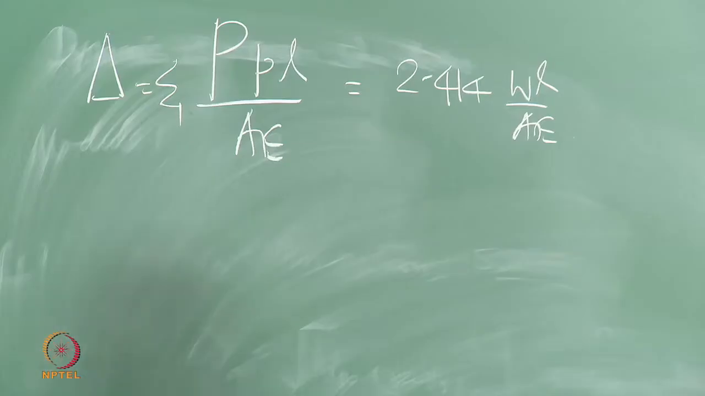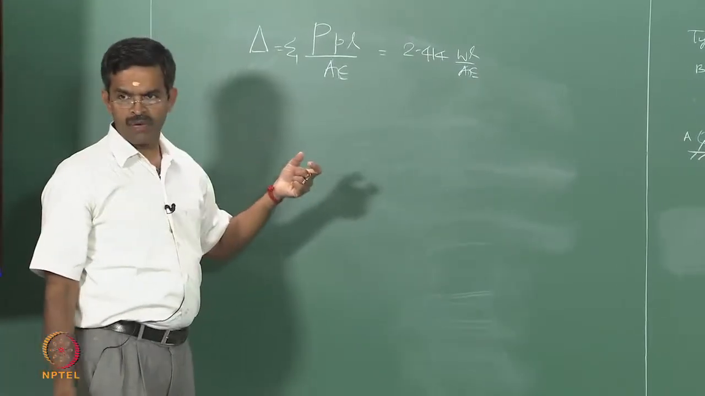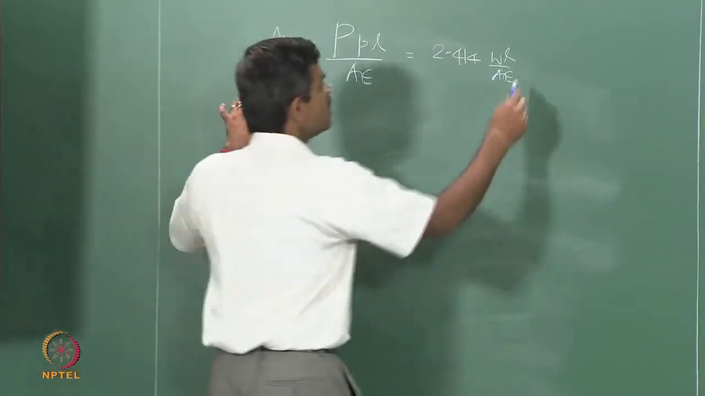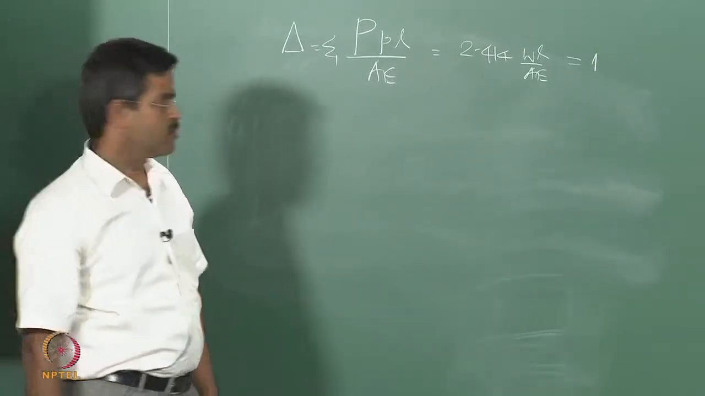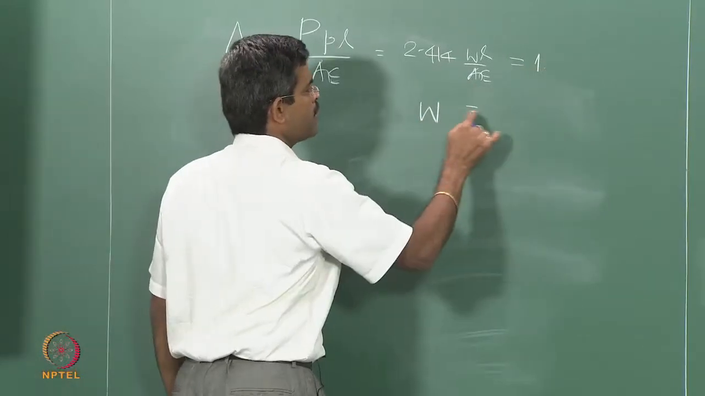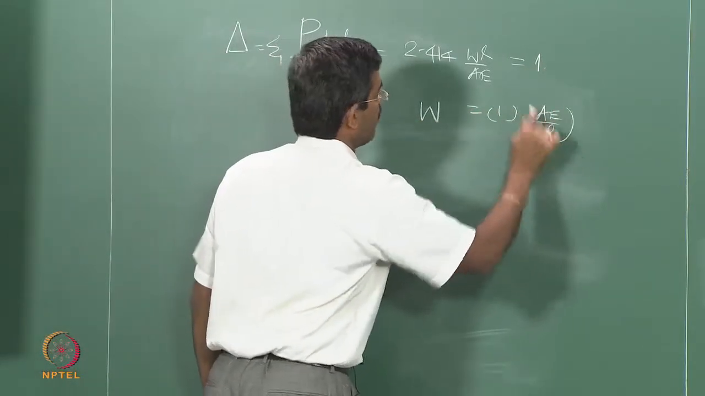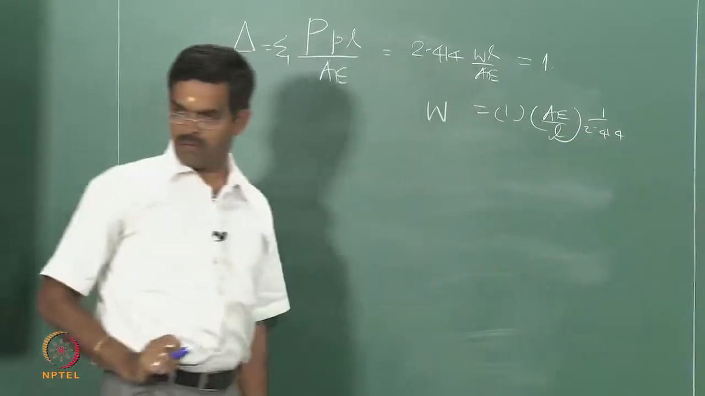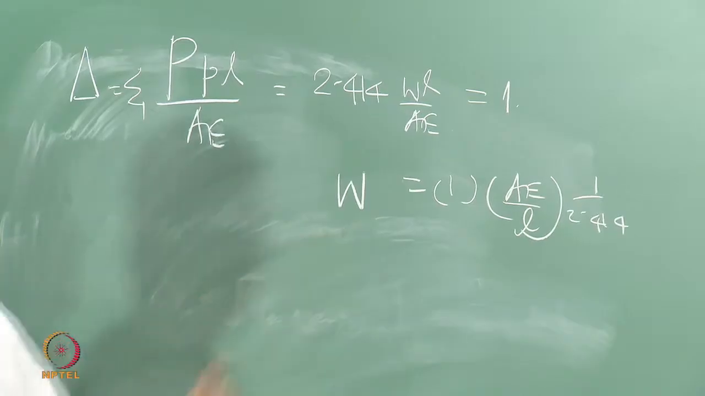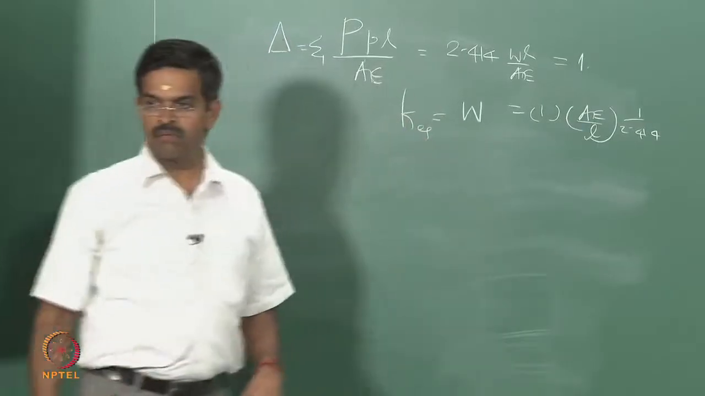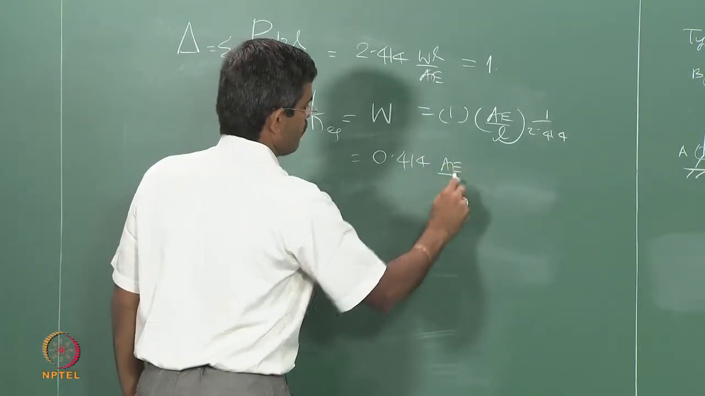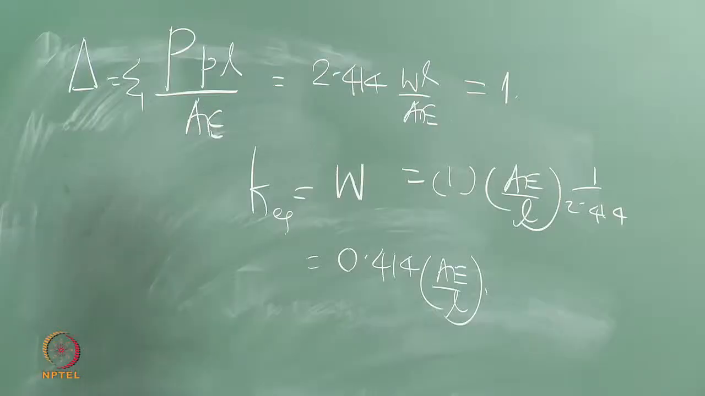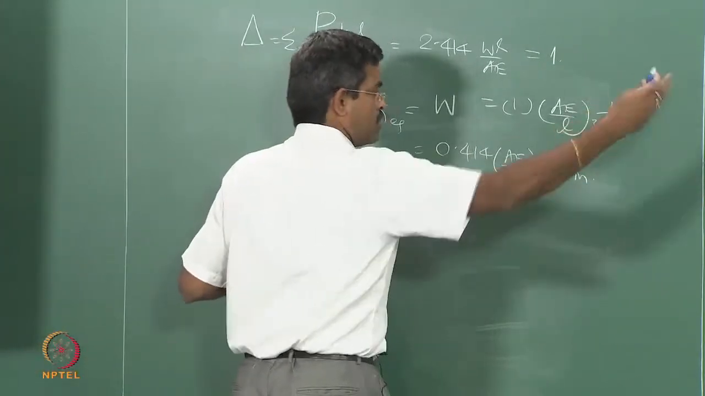So, I am interested not in finding the forces, but in finding the equivalent stiffness. Equivalent stiffness is the force when the displacement is unity. So, I am interested in finding the force which will cause a displacement of 1 times AE by L of 1 by 2.414. This is nothing but my K equivalent, which is 0.414 AE by L Newton per meter, provided all units are consistent.